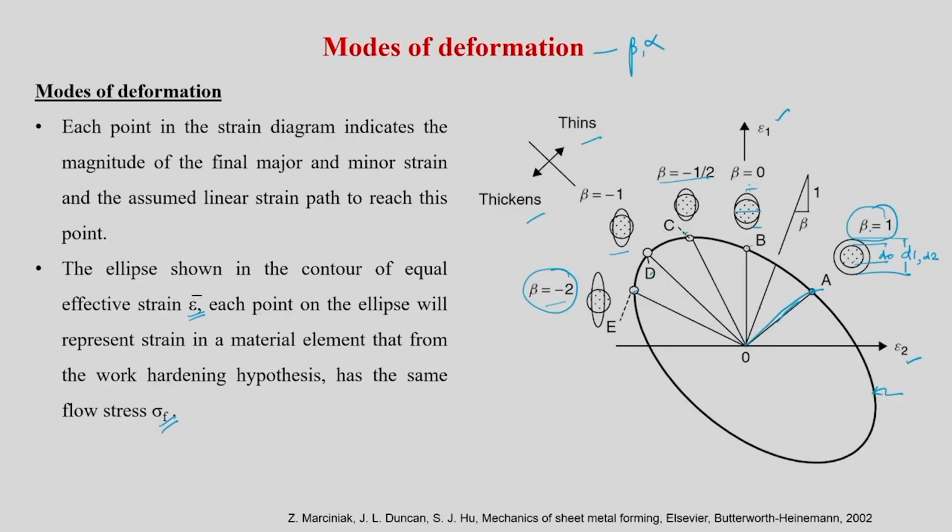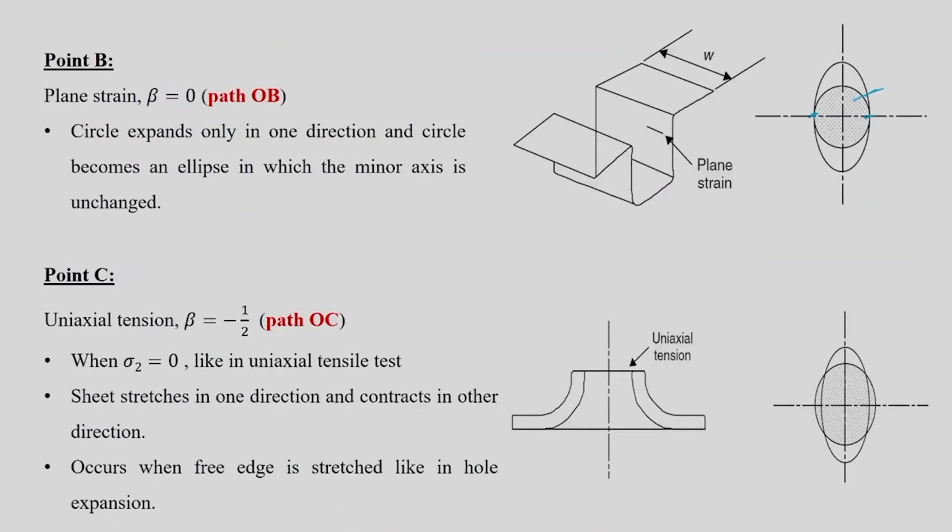So, where is OB in this diagram? OB is here. You go along the y axis, but epsilon 3 is there inside. So, here epsilon 2 by epsilon 1 is equal to 0. So, epsilon 2 is 0, and epsilon 1 will be equal to minus epsilon 3. So now here I just simply made a circle that expands only in one direction and becomes an ellipse in which the minor axis is unchanged. You can see such a situation in a channel, a side wall you can say. Suppose this is a sheet channel that is made, channel type of deformation. You will see somewhere in the cup wall region that kind of situation.